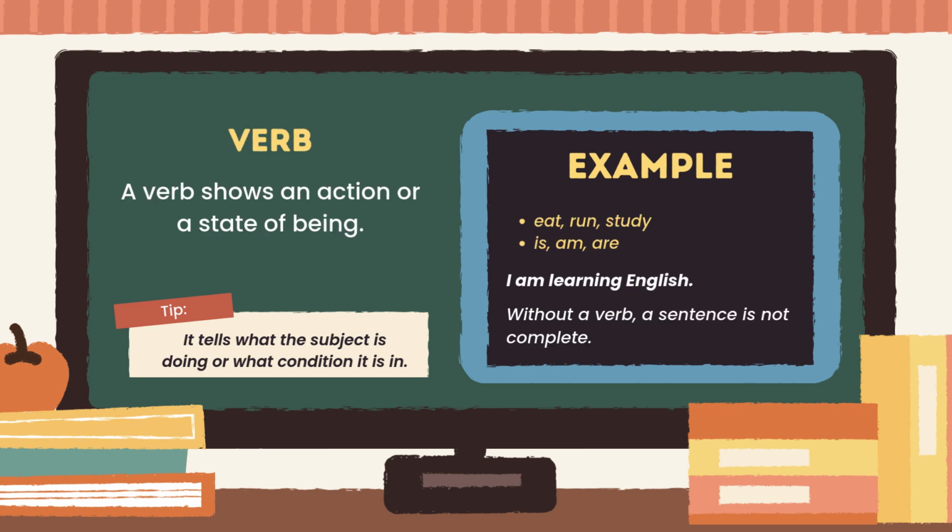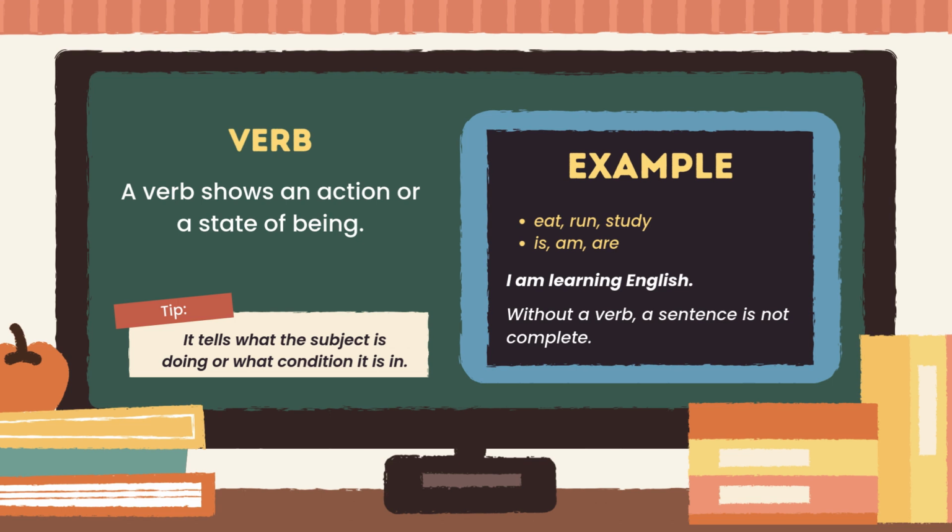Then comes verbs. A verb shows an action or a state of being. In simple terms, हम कह सकते हैं काम या सिचुएशन बताने वाले शब्द. For example, eat, run, study, is, am, are. I am learning English. Here, learning is a verb. Without a verb, a sentence is not complete. A verb tells what the subject is doing or what condition it is in.